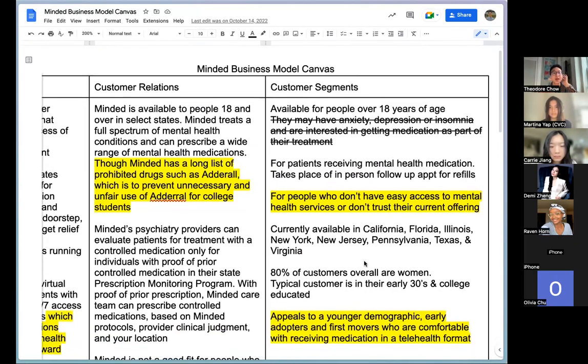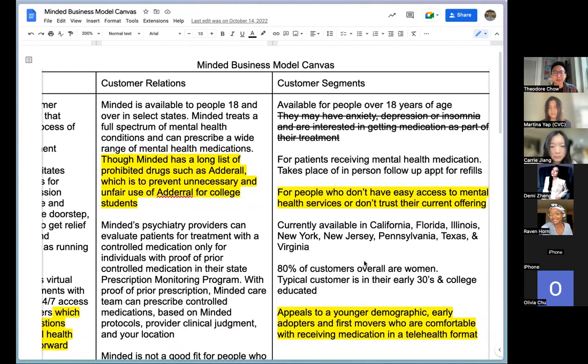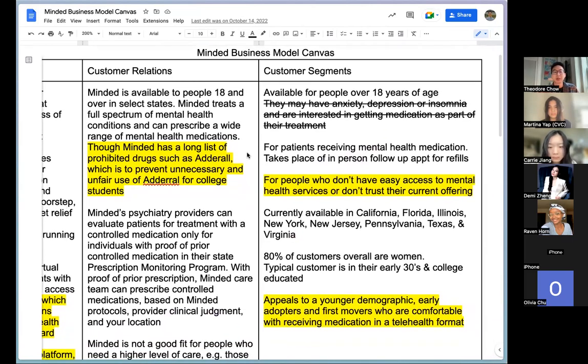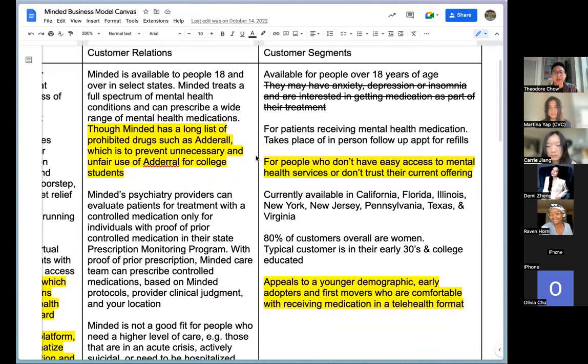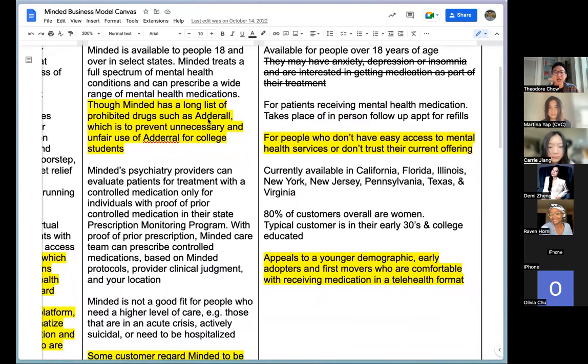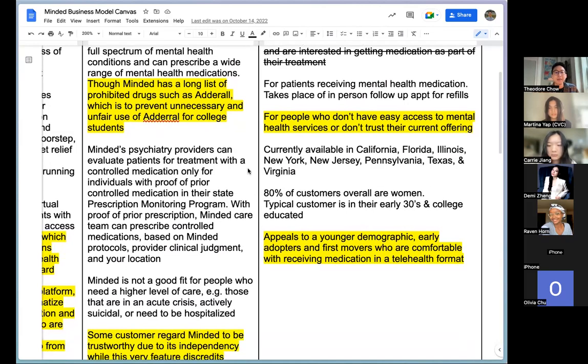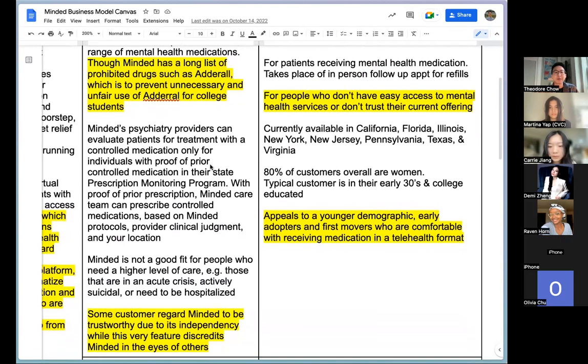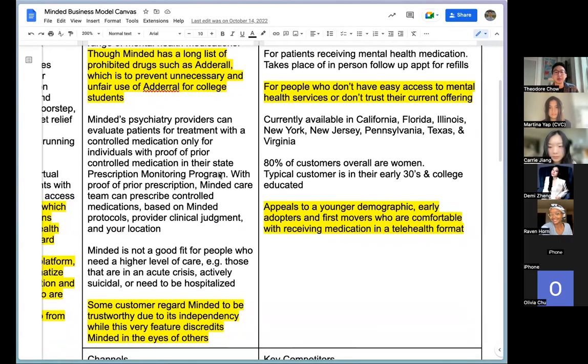Let's look at the customers. It's available for people 18 plus, and they treat a whole spectrum of mental health conditions and prescribe a wide range of medications as well. But they do have prohibited drugs such as Adderall, as well as other performance enhancing drugs. And also you have to be evaluated by a psychiatrist in order to receive medication, or you can have proof of prior medication through their state prescription monitoring program.